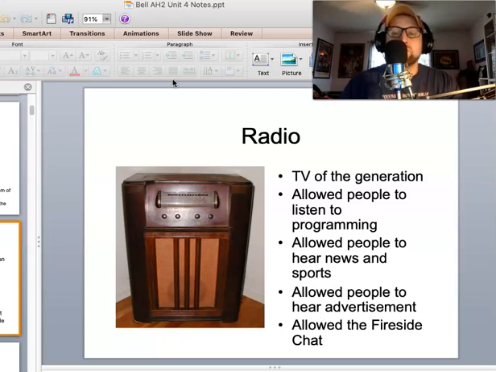So the radio's still around, obviously has changed. Most people would not listen to the radio for music anymore. People listen to podcasts. People download their music. Real music aficionados listen to records.